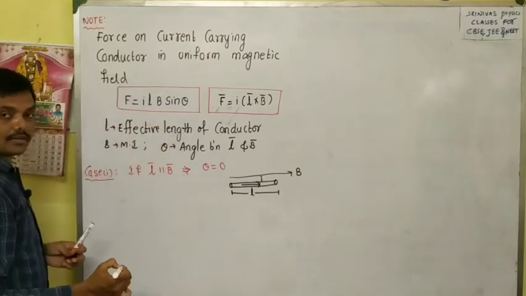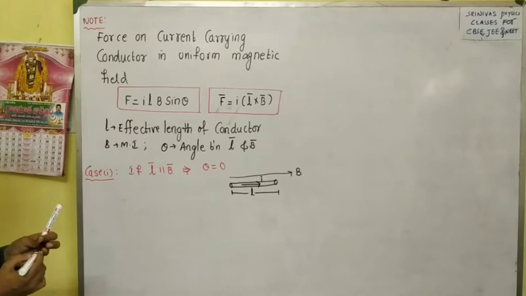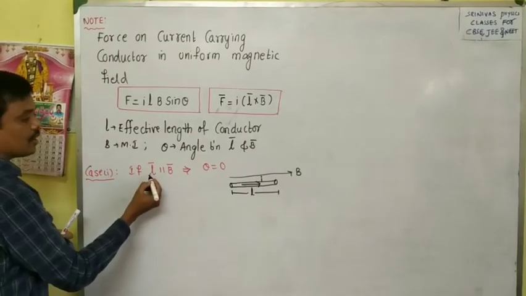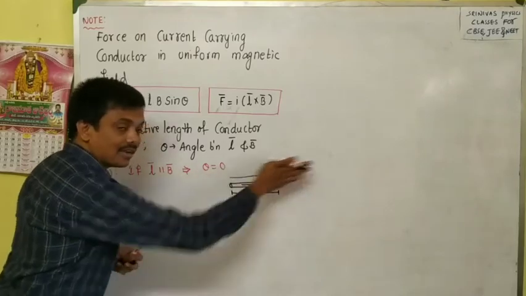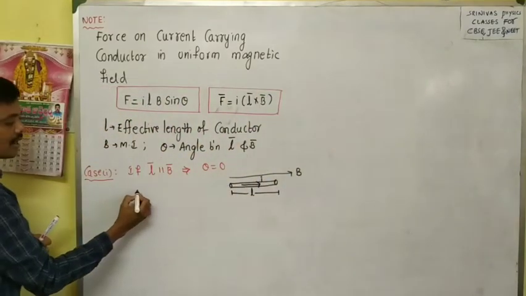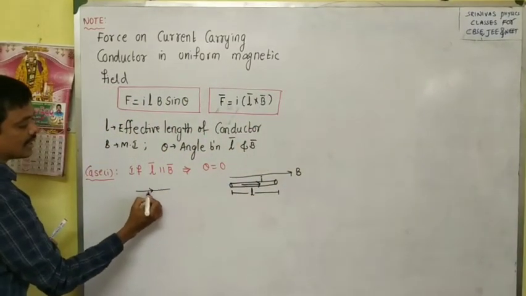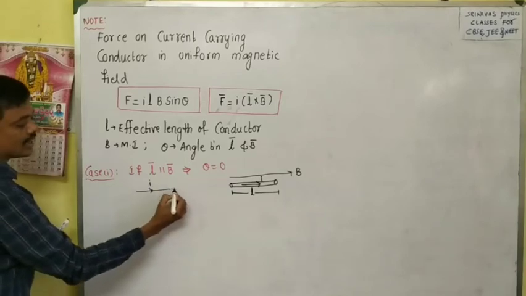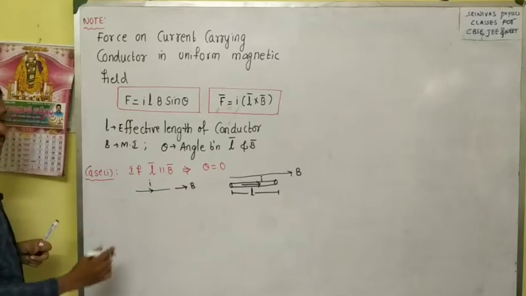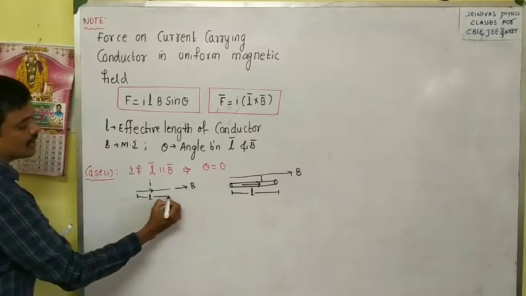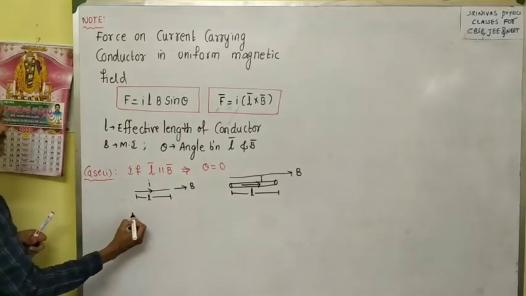Then at that moment we have to take L bar parallel to B bar. L bar is along the direction of the current, the current is on the right side, and the field is also on the right side. L bar and B bar are parallel. This is a current carrying wire, and it carries the current I, and the field is also on the right side. Then L bar and B bar are parallel to each other, so we can write theta is 0.